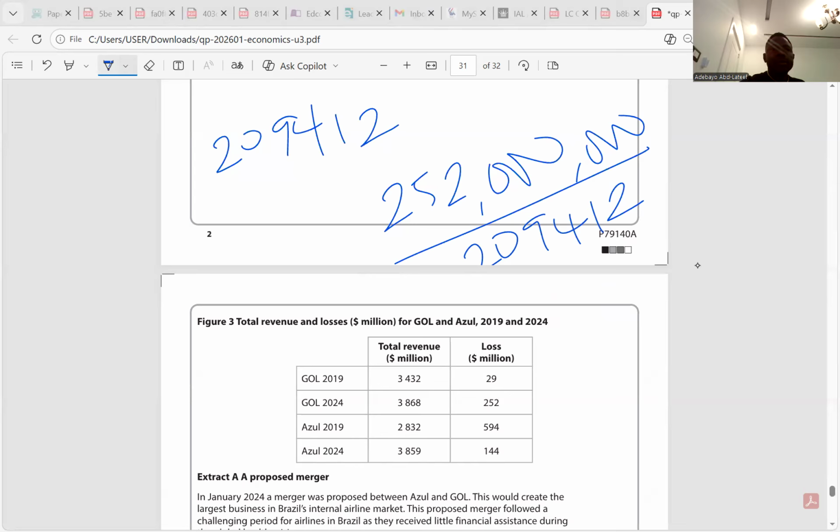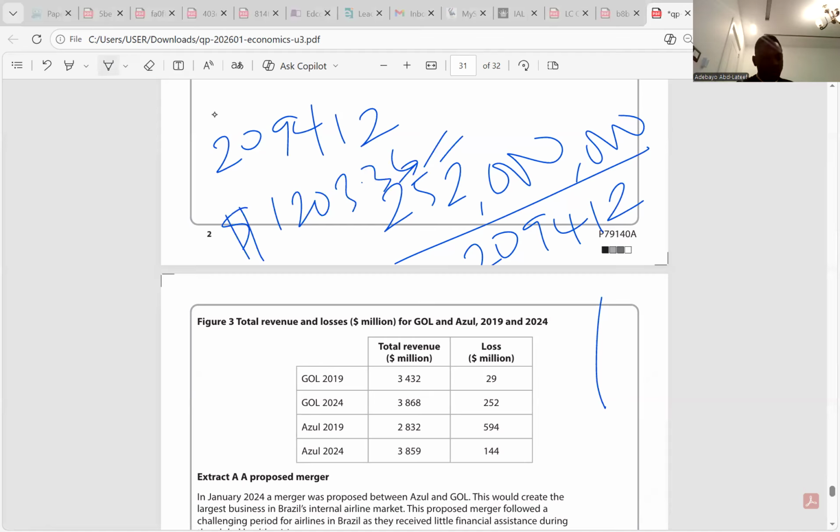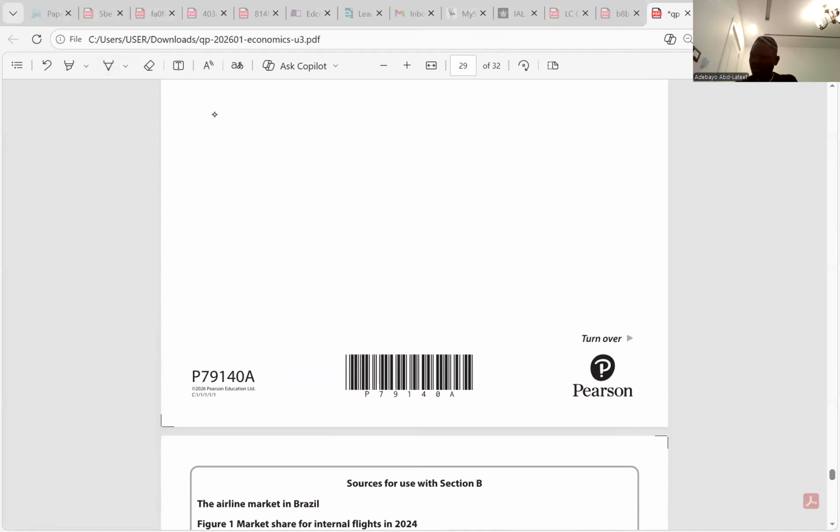So 252 million divided by 209,412 is $1,203.36. So the loss made by Gol is $1,203.36 per flight. That was question 7A. We go to 7B. We got that right.